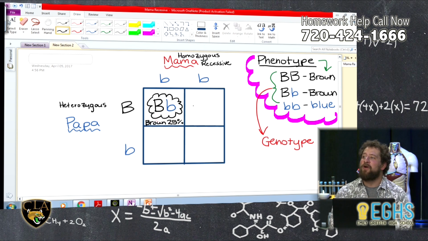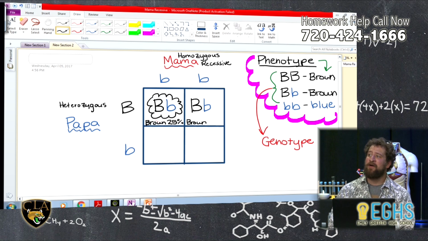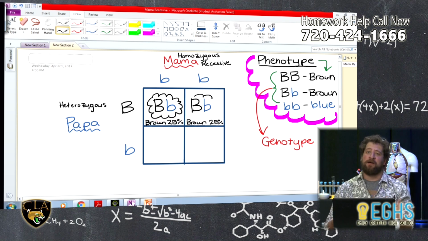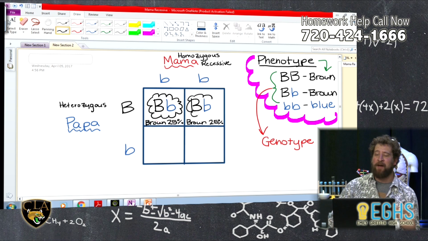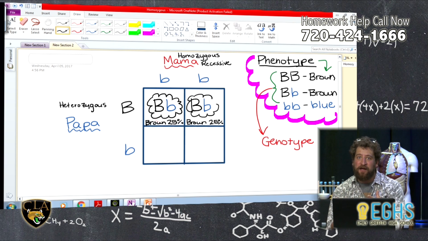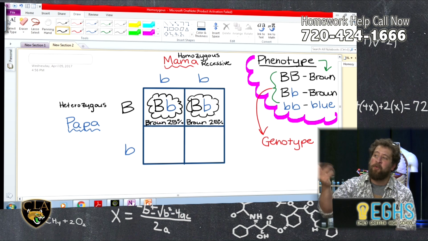In the top right-hand corner, dad again is going to contribute a large B, a dominant brown eye allele, and then mom is going to contribute the little recessive blue eye allele. Once again, the large brown eye allele, the dominant trait, wins out. So we have a heterozygous genotype, right? Inside of the child, their genes are mixed. They have one dominant, one recessive, but what we ultimately see represented is a brown-eyed person.